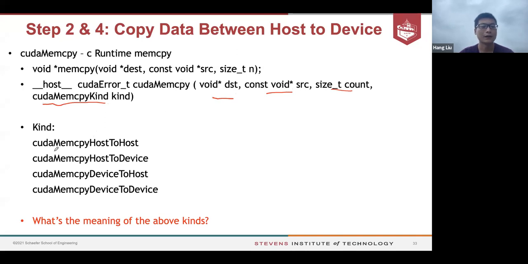So there are 4 cases of copying, like host to host. That means in CPU. Host to device means from CPU to GPU. Device to host means from GPU to CPU, and device to device means from GPU to GPU, right?